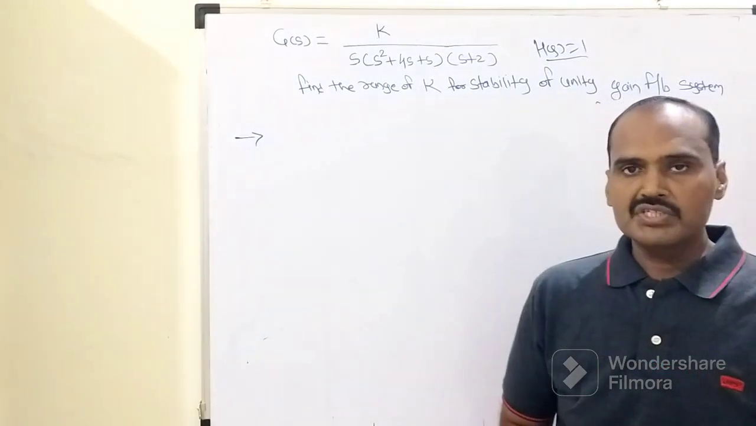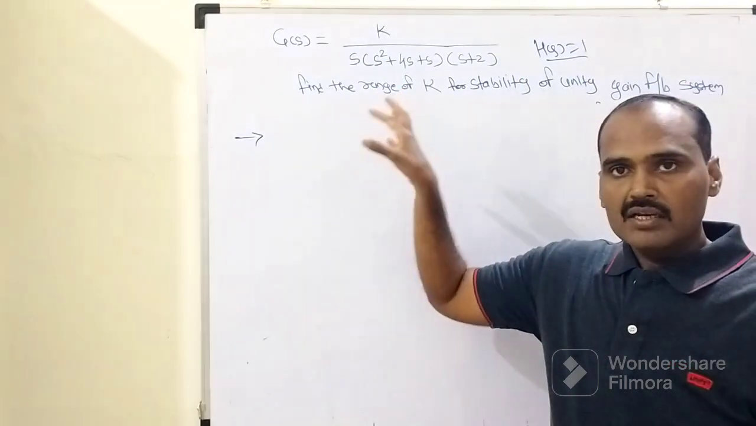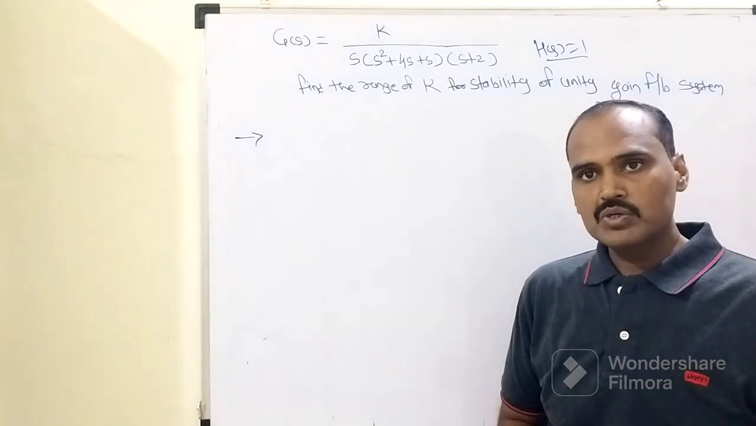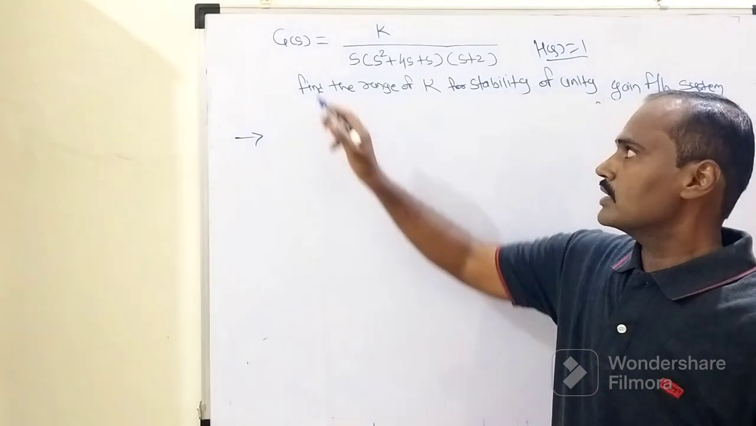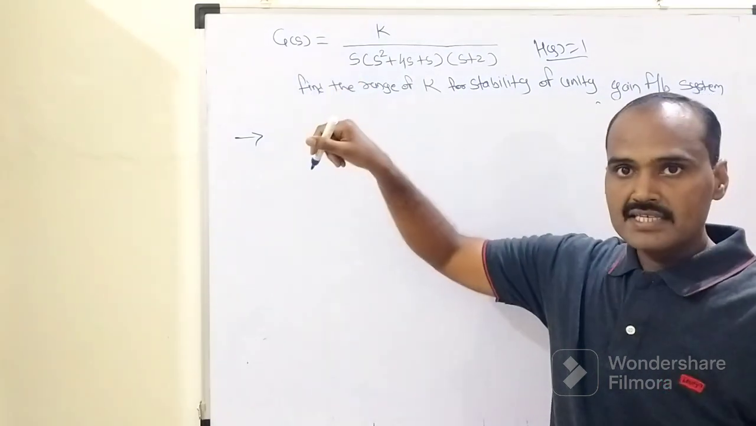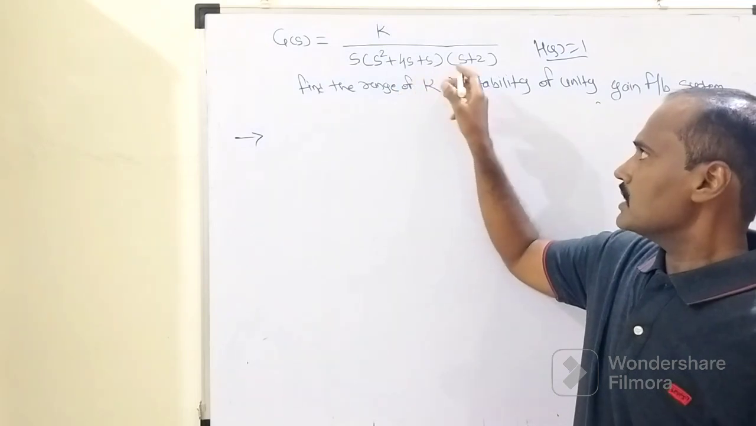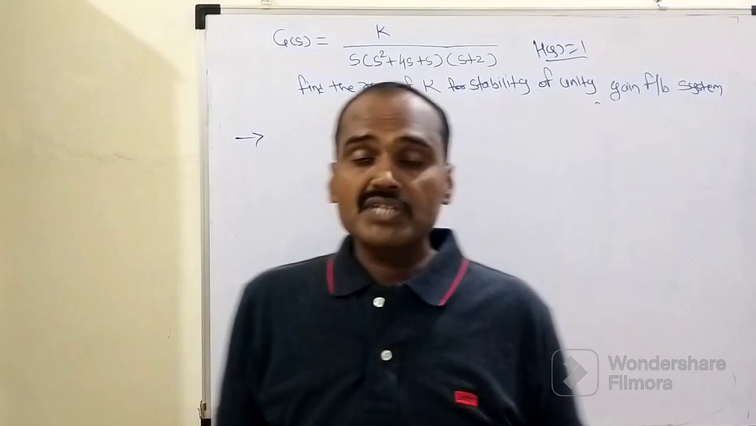The application of Routh stability criteria is to be applied over the given system. Within this given system, the gain of the forward path is denoted by G. So G of S equals K over S into (S square plus 4S plus 5) into (S plus 2), this whole term. Here our objective is what?